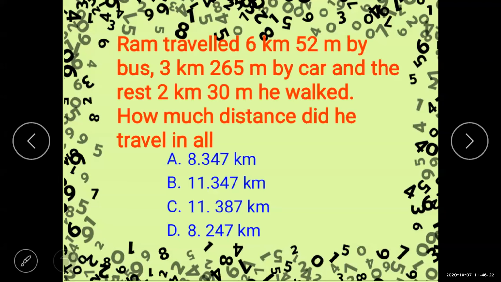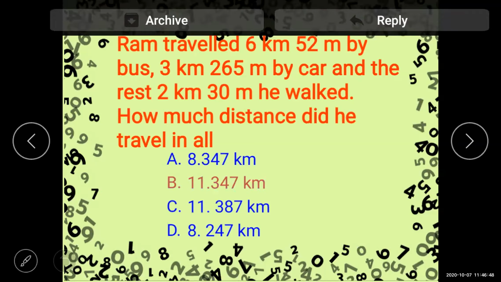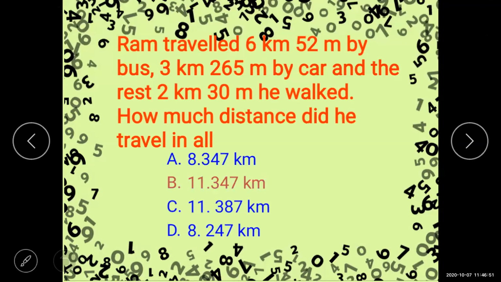Aryan, it's your chance now. Do you want to tell any option? I think B. Yes, sir. Okay, let's see what the answer is. Okay, option B is correct. So group C, Khushi, your answer is correct. Group C has qualified for the third round.